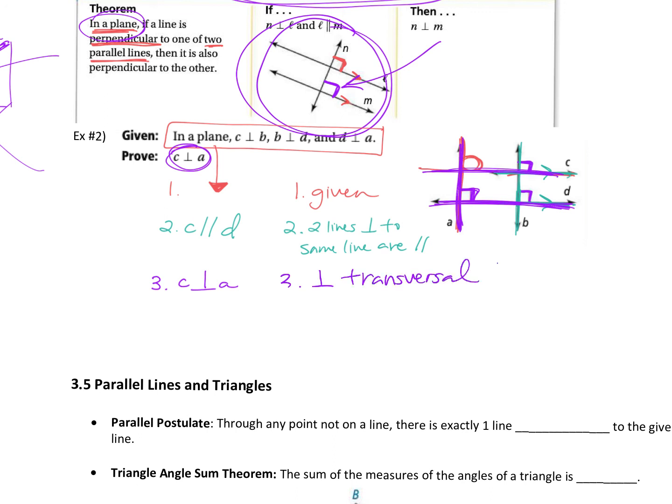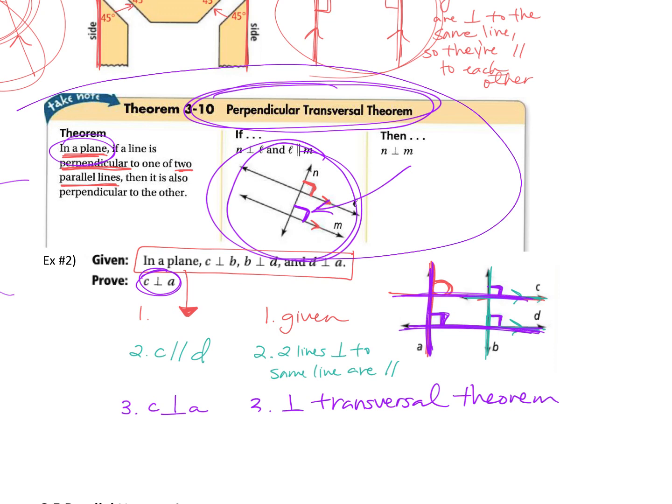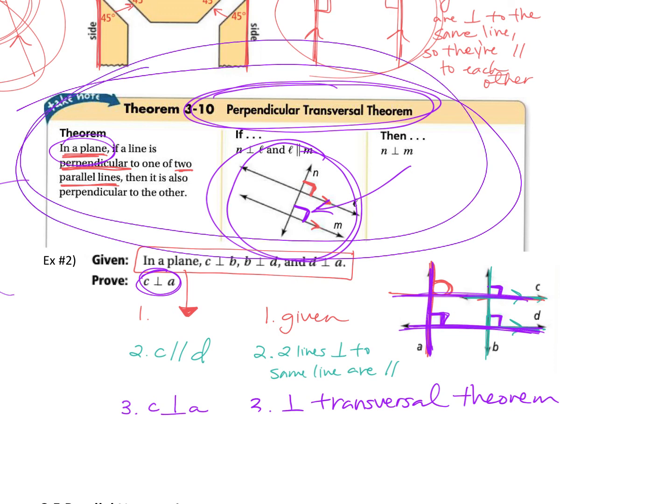Now, if you want to rewrite the theorem out because you don't remember the name perpendicular transversal theorem, I'm fine with that, okay? That's up to you how you want to go about that. But this theorem right here is the reason that we know C is perpendicular to A. It's very transitive feeling, right? Perpendicular to perpendicular means parallel, and parallel to perpendicular means you're gonna have another perpendicular. It's kind of like one begets the other. Questions on that?